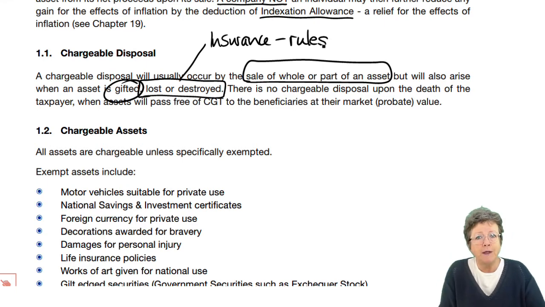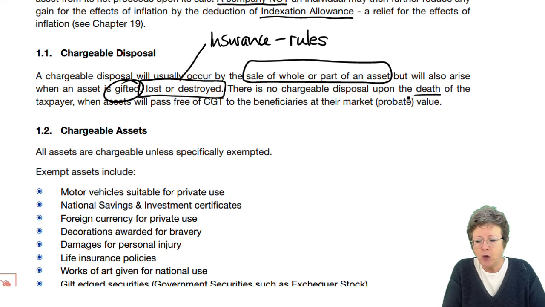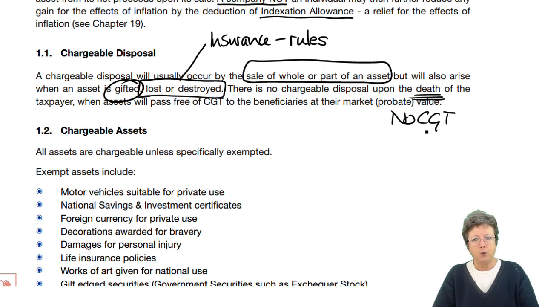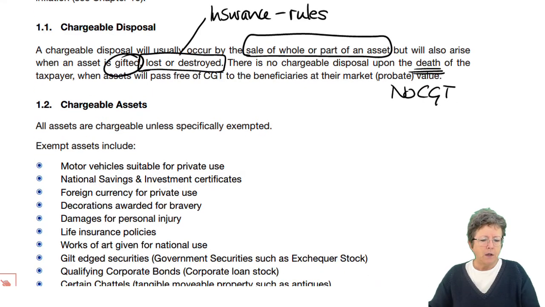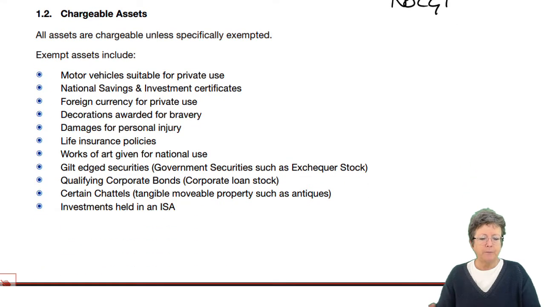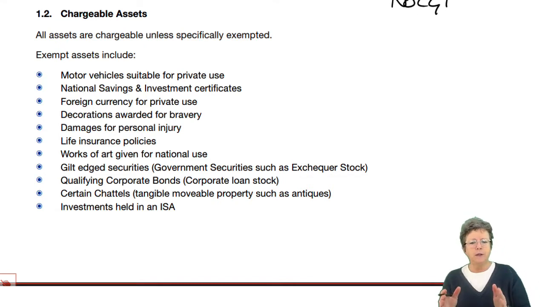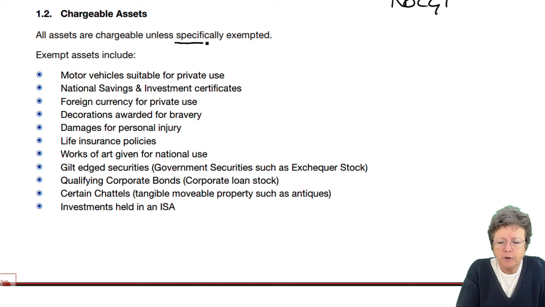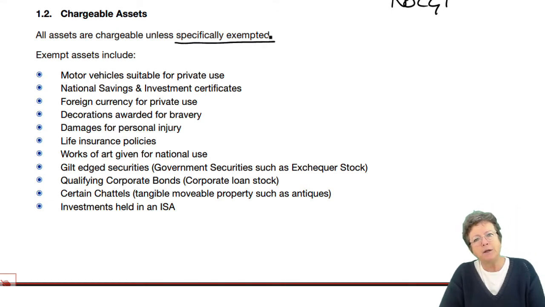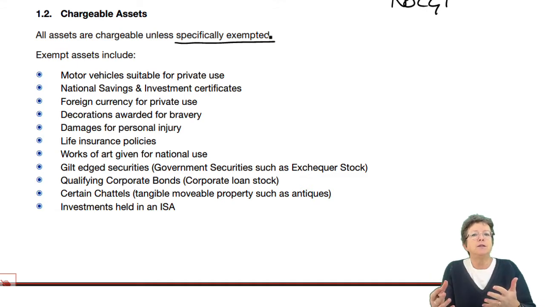Now, one very important factor to remember at this stage: no capital gains tax on death. Important, especially when we get to the inheritance tax chapter, because the 2 are linked. Because both inheritance tax and capital gains tax are related to capital assets. Now, chargeable assets: everything is chargeable unless it is specifically exempt. We've come across this concept before when we did income tax, where everything is taxable except things that are specifically exempt, such as the certificates from national savings institutes, things like that.